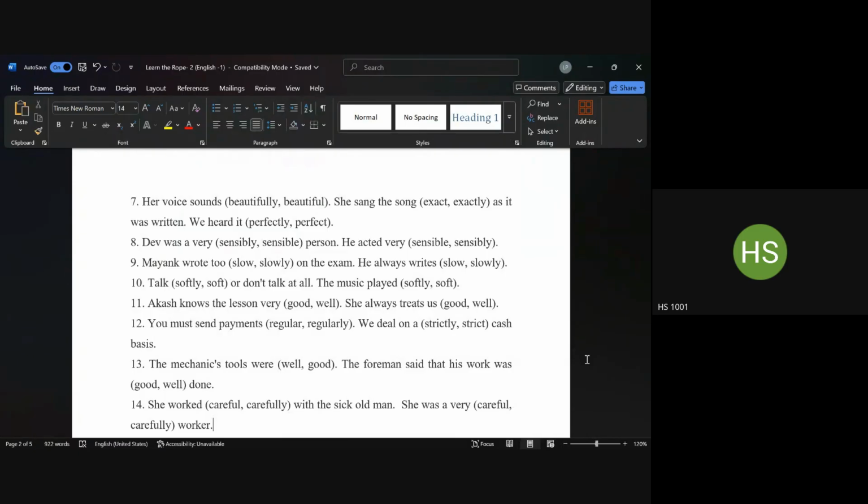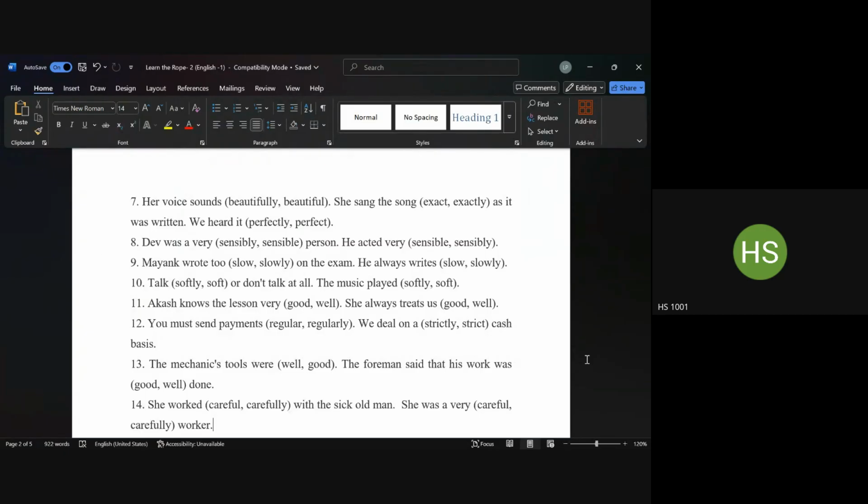So what we are clear about at this moment is two things. One is slowly is an adverb, and it can legitimately be used as an adverb here. So I can say Mayank wrote too slowly on the exam, and this is grammatically right. We are trying to probe if saying Mayank wrote too slow would be grammatically right or not. We also know slow is legit an adjective. Question is, can I use it as an adverb, and in this particular context? So two questions we need to answer.